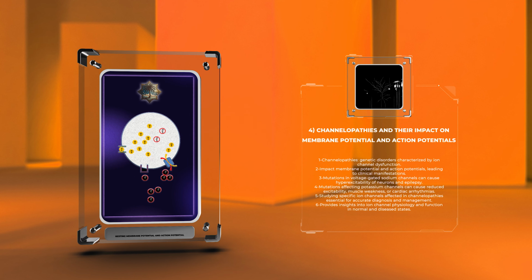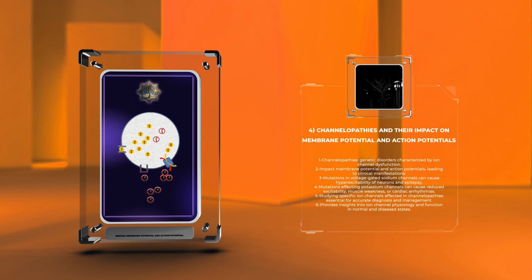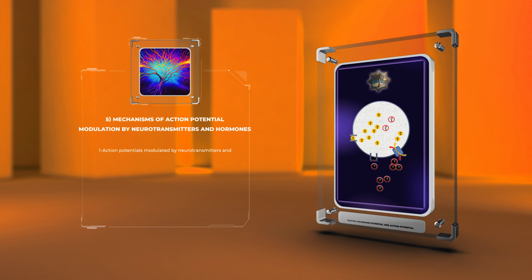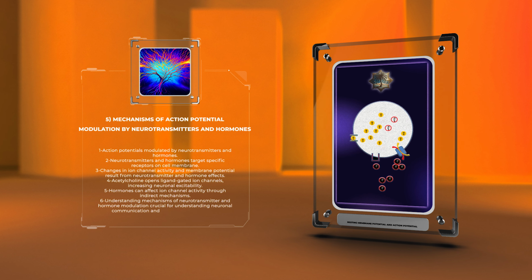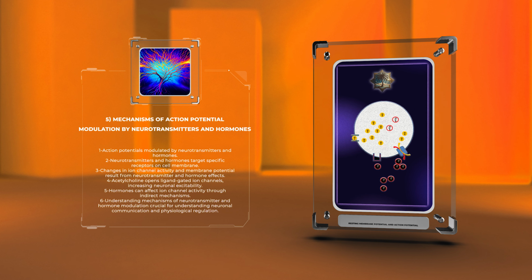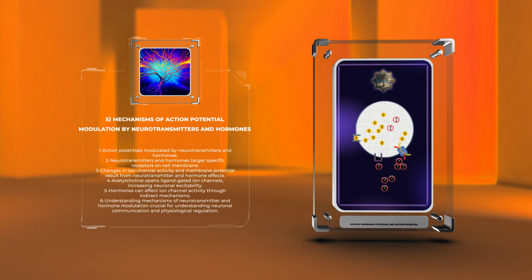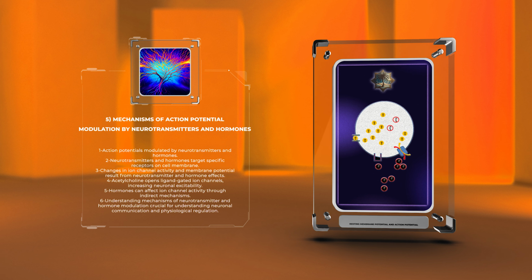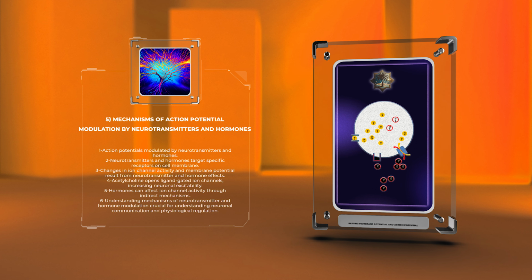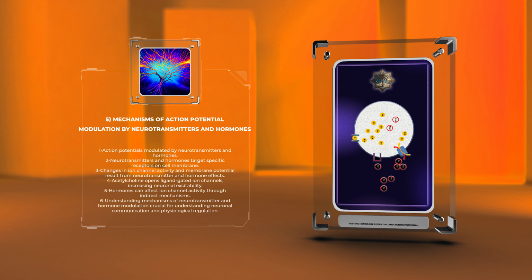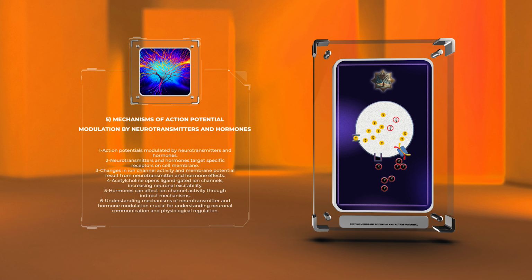Furthermore, studying these channelopathies can provide valuable insights into the physiology and function of ion channels in normal and diseased states. The generation and propagation of action potentials can be modulated by various neurotransmitters and hormones in the body. These signaling molecules exert their effects by targeting specific receptors on the cell membrane, leading to changes in ion channel activity and membrane potential. For example, the neurotransmitter acetylcholine can open ligand-gated ion channels on postsynaptic neurons, resulting in membrane depolarization and increased neuronal excitability.